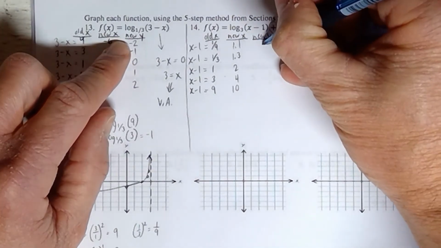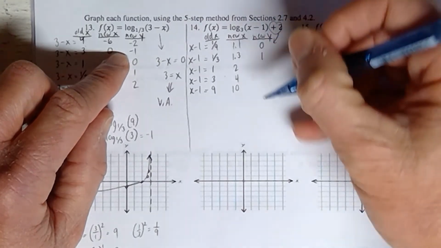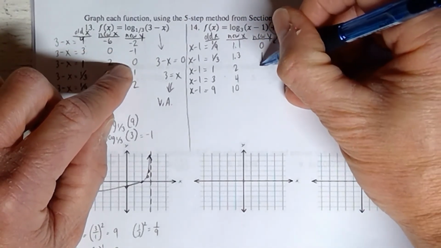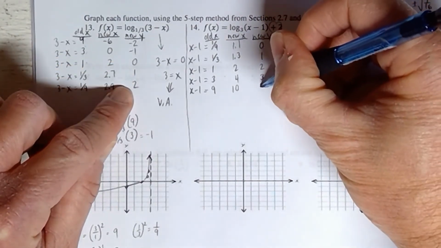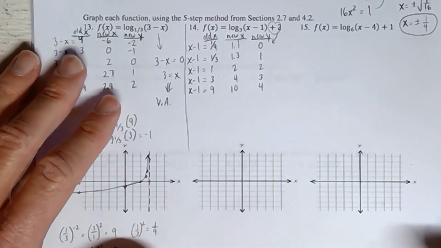So -2 plus 2 is 0. -1 plus 2 is 1. 0 plus 2 is 2. 1 plus 2 is 3. And finally, 2 plus 2 is 4. All right, so those are the 5 points I want to graph here. Let me get started here.